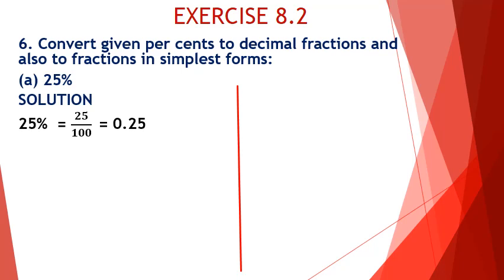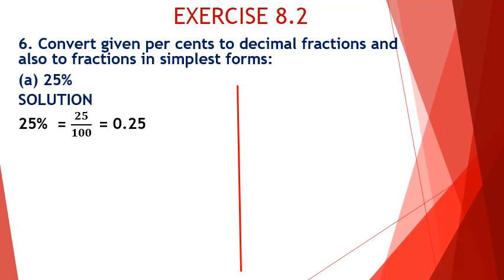You know how to write 25 upon 100 in the decimal form. If we divide by 100, you have to remove 2 digits from the right side, that is from units place, and then put the decimal point. So we got 0.25. This is the first part of the question.